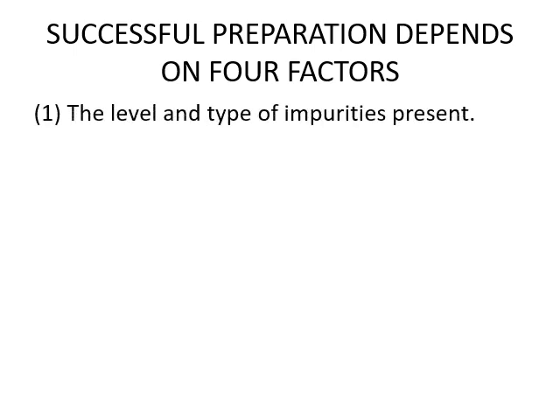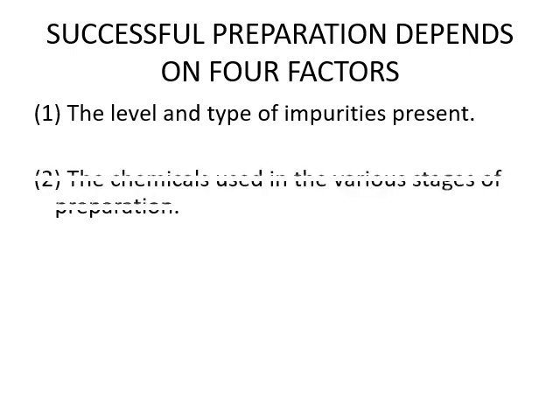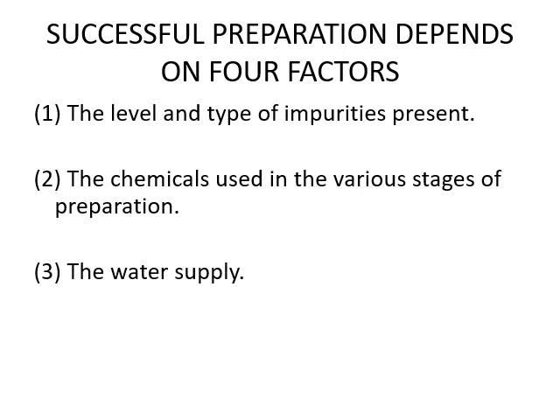Successful preparation depends on four factors. First, the level and type of impurities present. Then the chemicals used in the various stages of preparation. Then the quality of water used for the processing. And fourth, the type of machinery used for the processing. The type of machinery mainly depends on the form of the textile, which decides the type of machinery.